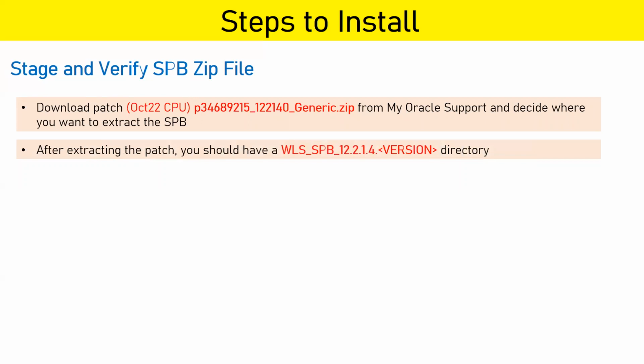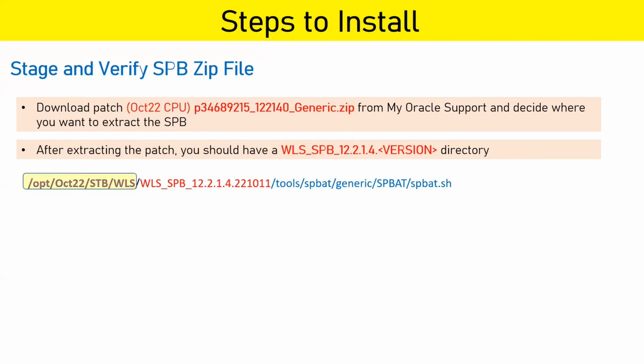Okay, after downloading, once you extract this folder, it will create a path with the name WLS_SPB_12214, because this is for the 12214 version, and then the version of your patch set. For example, this is the complete path of the utility in my case. I downloaded my zip file inside /opt/October22/SPB/WLS and extracted it there. It created a folder named WLS_SPB_12214 and 221011. So 221011 is the version of this patch for the October cycle.